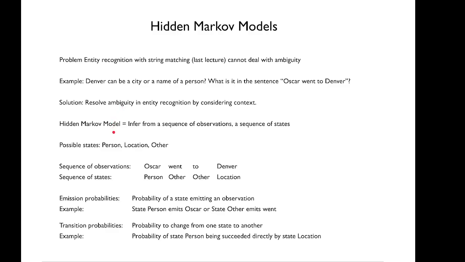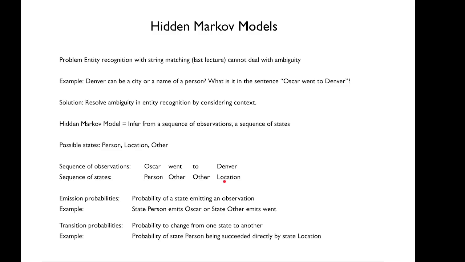One technique to do that is called hidden Markov models, because it infers from a sequence of observations like "Oscar went to Denver" a sequence of hidden states like: the first item is a person, then something else, and the last entity is a location.